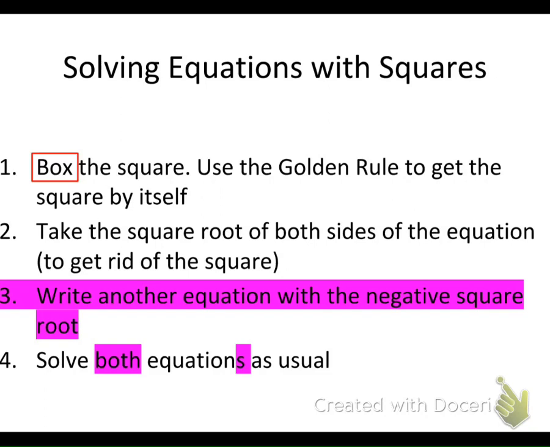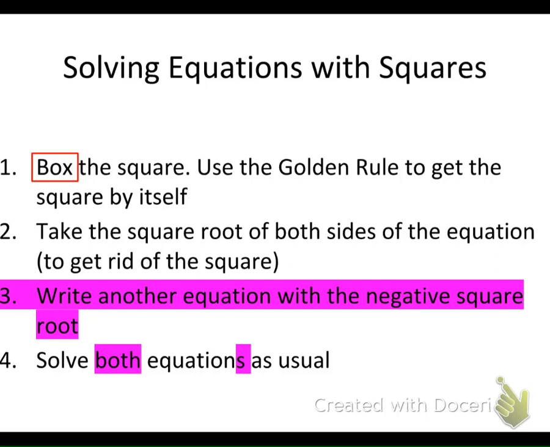The first step, you're going to put a box around the square, only around what's being squared. Then we're going to use a golden rule to get the square by itself. We're still going to circle our variable. We're still going to draw our line of equality. Once you get the square by itself, then you can move down to step 2.